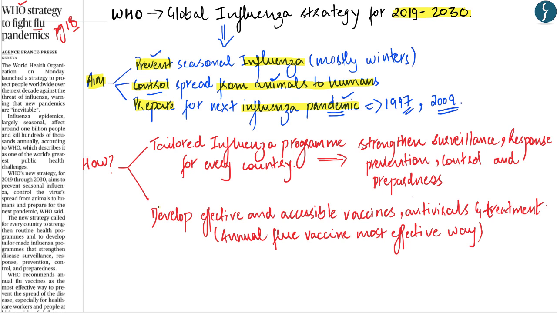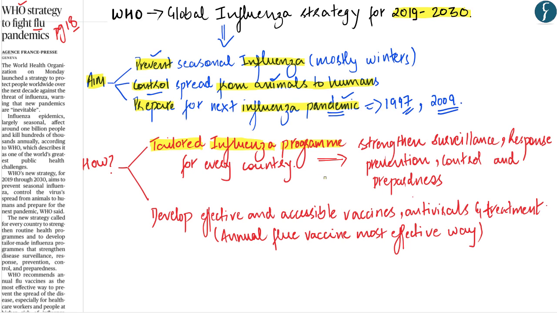Moving ahead, this new strategy is one of the most comprehensive and far-reaching ones that WHO has ever developed for influenza. Hence, WHO has provided two overarching goals or means through which these aims can be achieved. Firstly, the new strategy calls for every country to have a tailor-made influenza program. By tailored, we mean that every country should have a program which is very specific and suited for its conditions only. That is, the program should be devised keeping in mind the ground realities of that country.